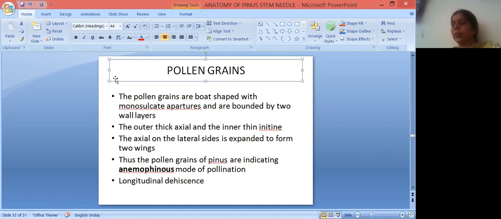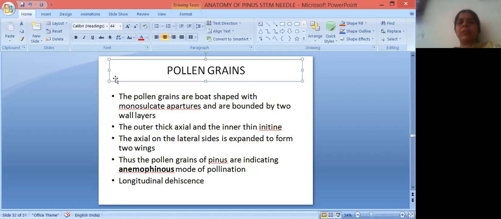Thus, at maturity, a single microsporangium contains numerous pollen grains. These pollen grains are pale yellow in color. And here the pollen grains are boat shaped with a monosulcate aperture. Monosulcate means it has a small bracket-like aperture present on the surface of the pollen grain, which is bounded by two wall layers.